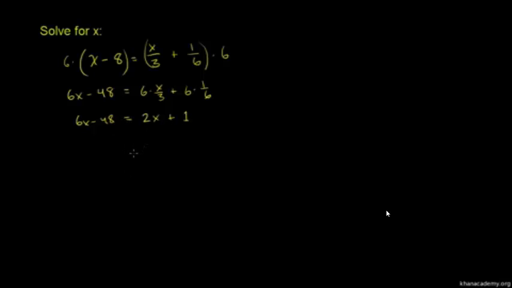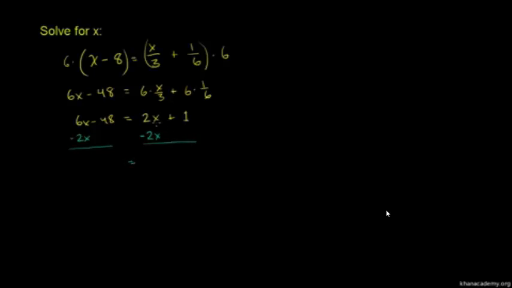And what we want to do is isolate all of the x's on one side or the other, and we might as well isolate them all on the left-hand side. So let's subtract 2x from both sides. We want to get rid of this 2x here. That's why I'm subtracting the 2x. So let's subtract 2x from both sides.